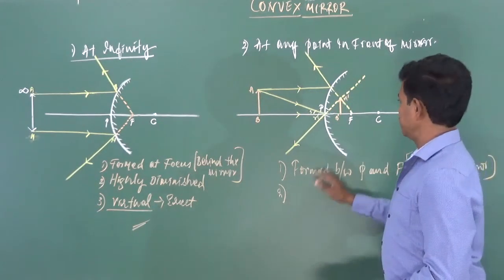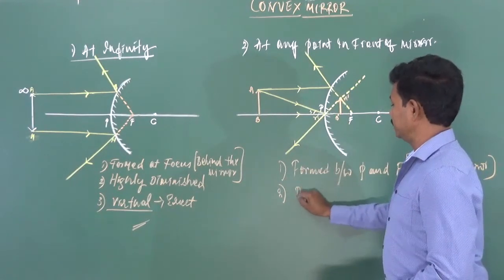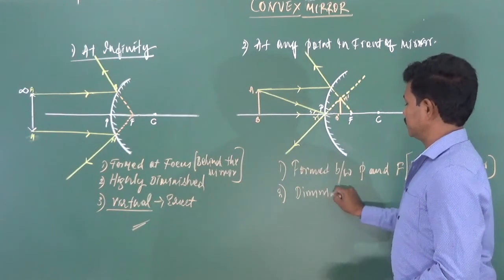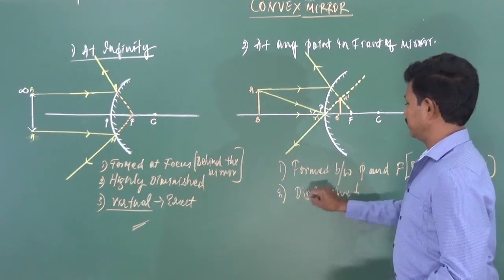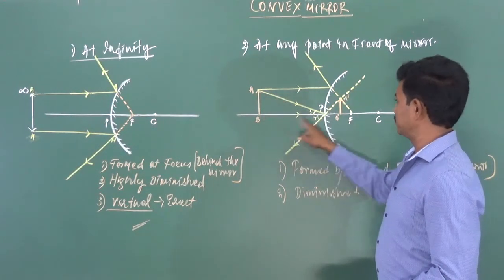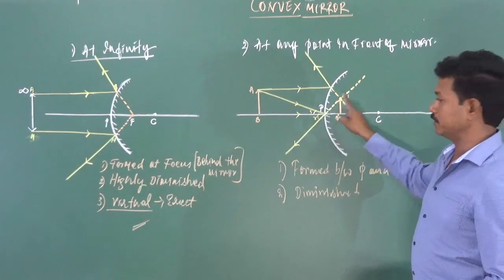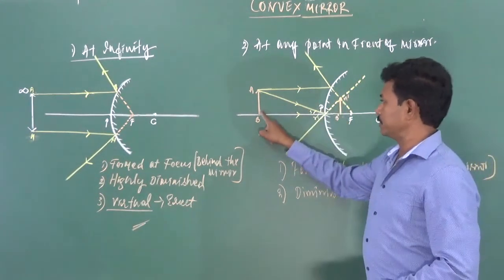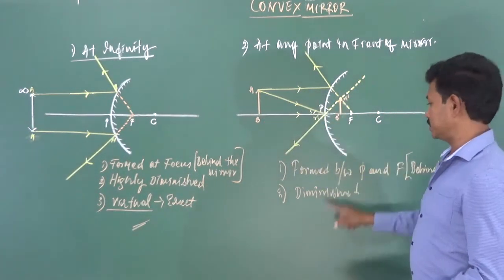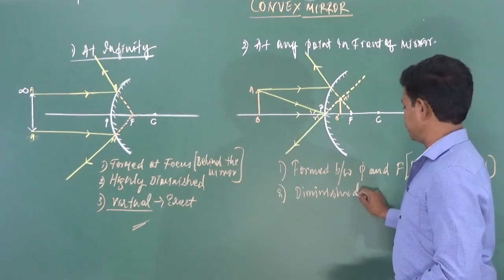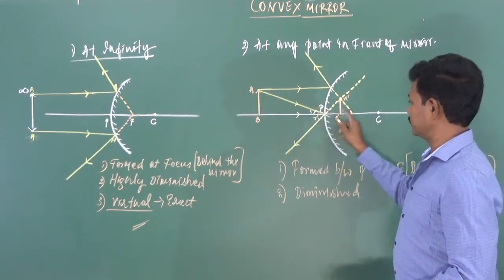So what is the nature of the image? It is diminished. It's not highly diminished, it is just diminished. When you compare the size of the object with the size of the image formed, the size of the image is diminished. It is a little bit diminished, it appears a little bit smaller than the size of the object.